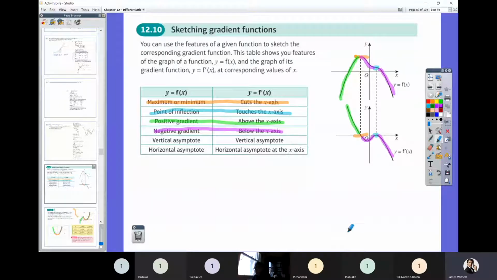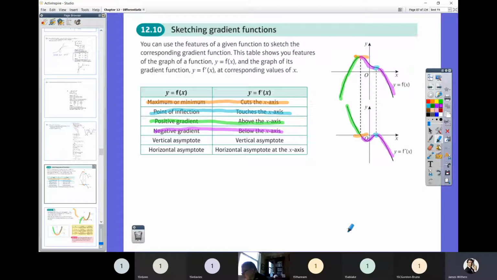Okay, we're now going to be sketching the gradient functions. So we're sketching f dash x, what the actual gradient looks like. I think this is a very useful table to keep referring back to when you start getting into a muddle. So let's pick out the key points and compare it to the two graphs on the right.